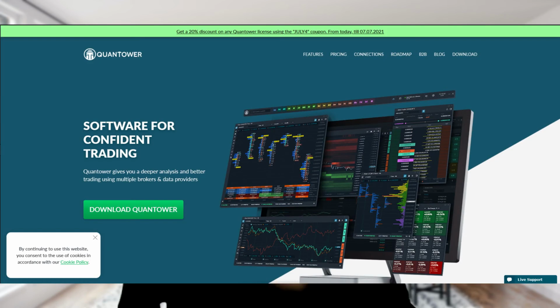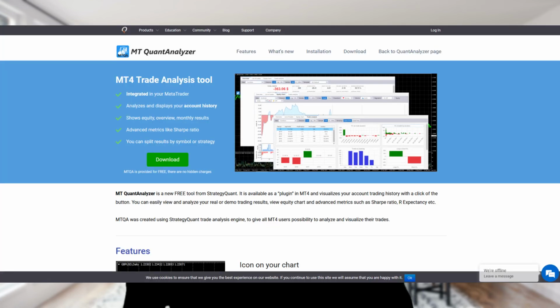The next one is Quant Tower, and it's basically a chart analysis site or software where you can see your charting in a different way. I haven't used it, but you can have a look at that if it looks interesting to you. The next one is MT Quant Analyzer, very, very similar to the other one. So yeah, have a look at that if that interests you.